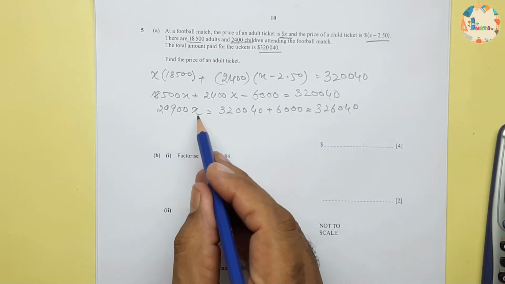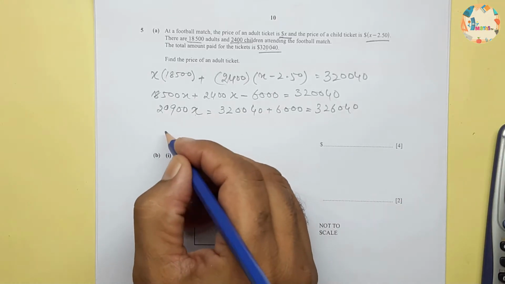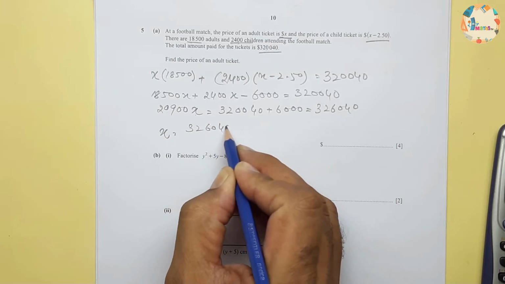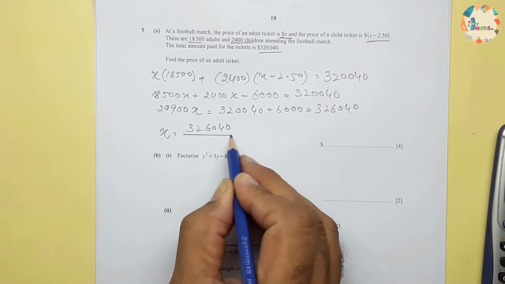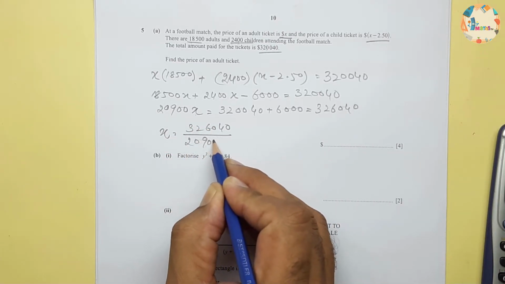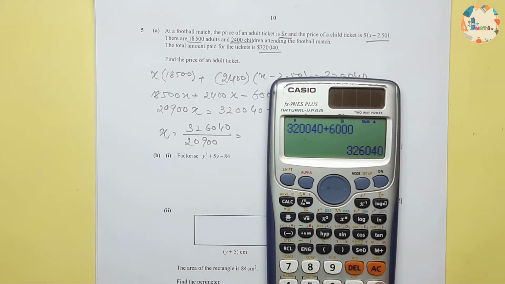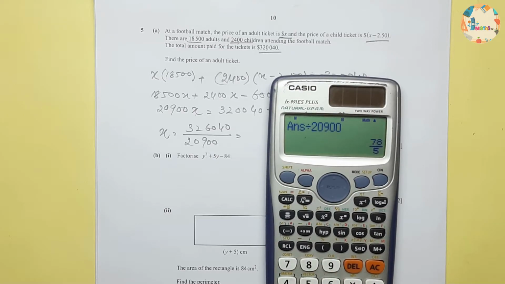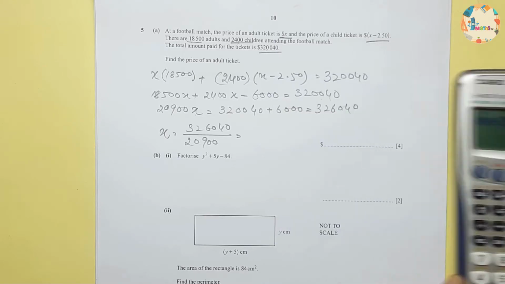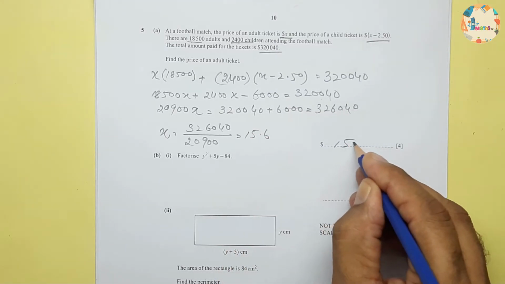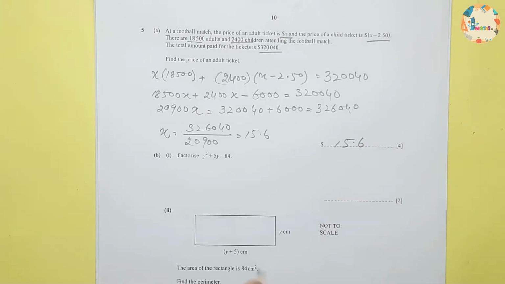Okay, next will be the value of X. We have to divide this, so X will be equal to 326040, which is this value, divided by this one which is 20900, and this value is already there in the calculator, so divided by 20900, and this will be equal to 15.6. So 15.6 will be our answer in dollars.